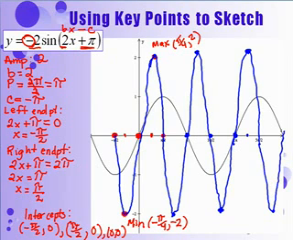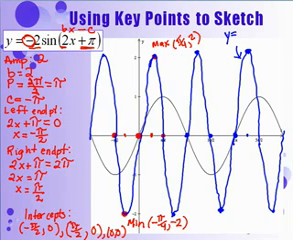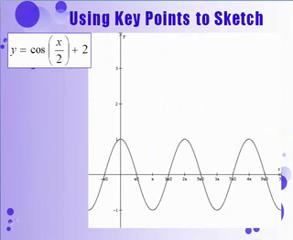Okay, so let's just finish up this left-hand side. And there we have the graph of y equals negative 2 sine 2x plus pi. So we've shifted to the left by pi halves and we've narrowed our graph. Okay, I've got one more example. For our third example, we have the graph of y equals cosine of x over 2 plus 2.